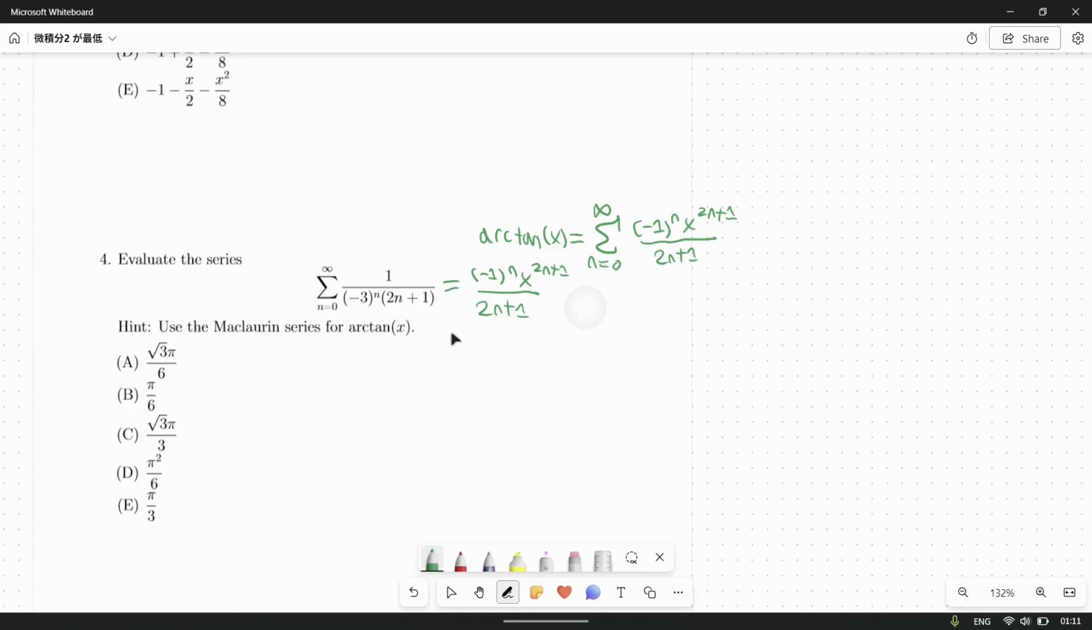And so the first thing I'm going to do is isolate things. Notice how in both our original series as well as this, we have a 2n plus 1 term. And so you can go from here and isolate the 2n plus 1 and end up with something that looks like 1 over (-3) to the n power times 1 over 2n plus 1. And then that's going to be equal to (-1) to the n times x to the 2n plus 1, which is going to be equal to 1 over 2n plus 1.